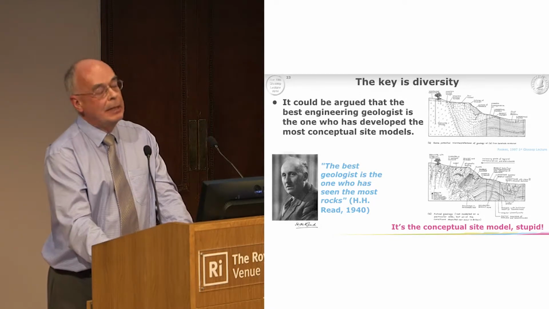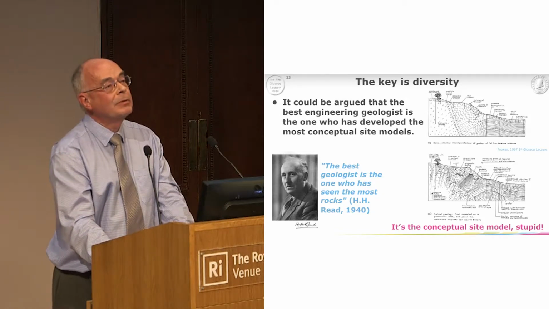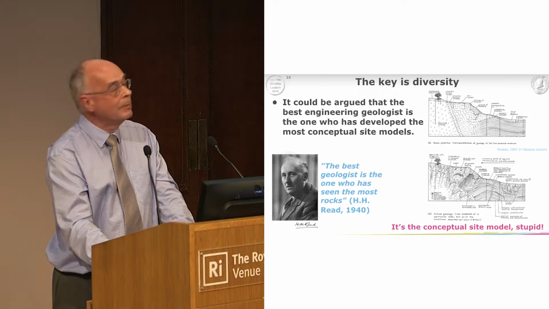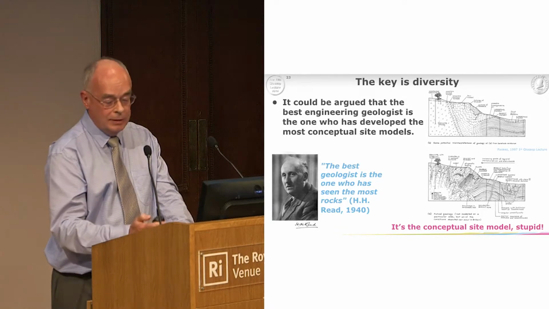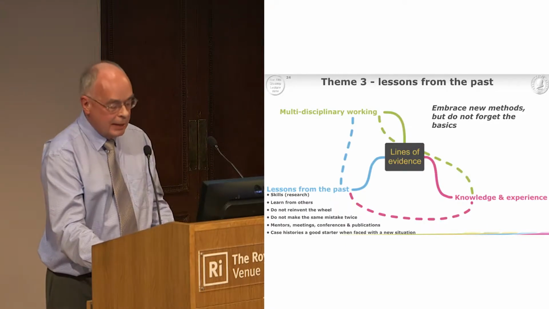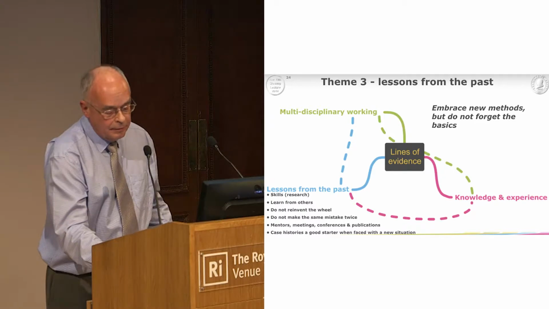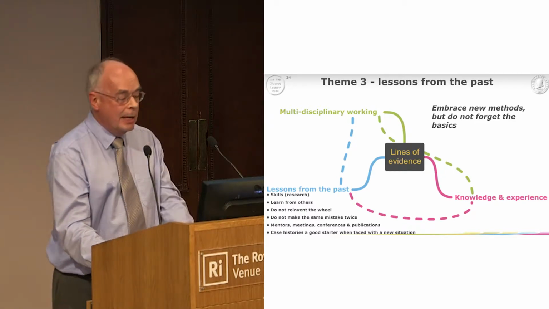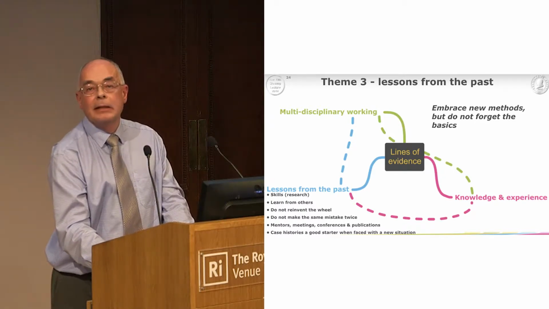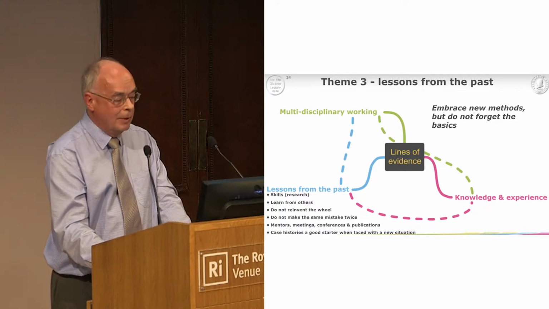And if there were to be a prize, I'm sure the prize would go to Fuchs. Here are a couple of examples of varieties of model from the same information that he showed in his first Glossop lecture. And the third theme is lessons from the past. And you need very good research skills to be able to learn from others, basically so as you don't make the same mistake twice, you don't reinvent the wheel.